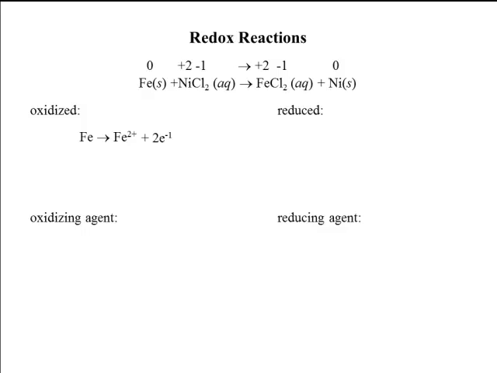And a quick check to make sure I've got the right thing being oxidized. Remember, the oxidation half reaction should produce electrons, and it does. Electrons are on my product side here. So that half reaction is currently balanced.